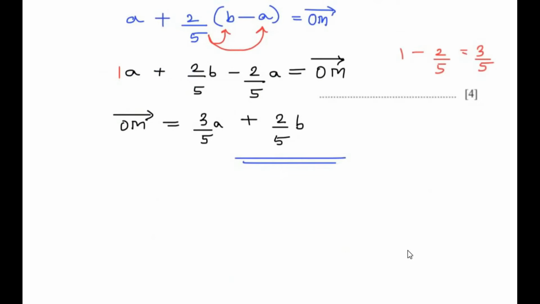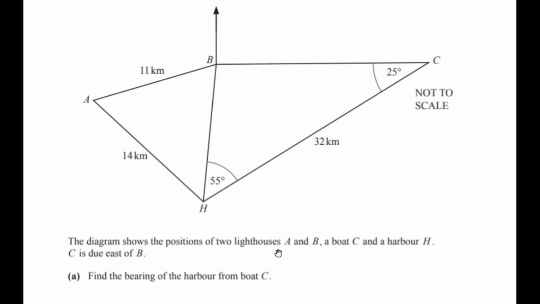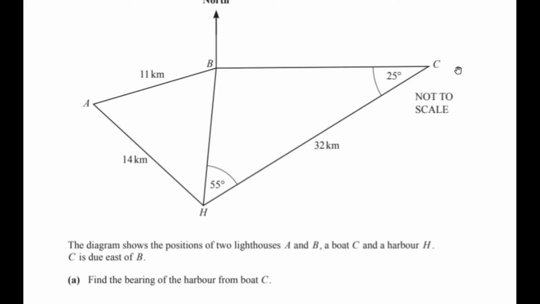Now let us move on to the next question. Now the sixth question is from the bearings chapter of trigonometry. The diagram shows the positions of two lighthouses A and B, a boat C and a harbour H. C is due east of B. Find the bearing of the harbour from the boat C. So we need to find out, if we are standing at point C, how much we need to turn in the clockwise direction to reach the line which touches the harbour H.